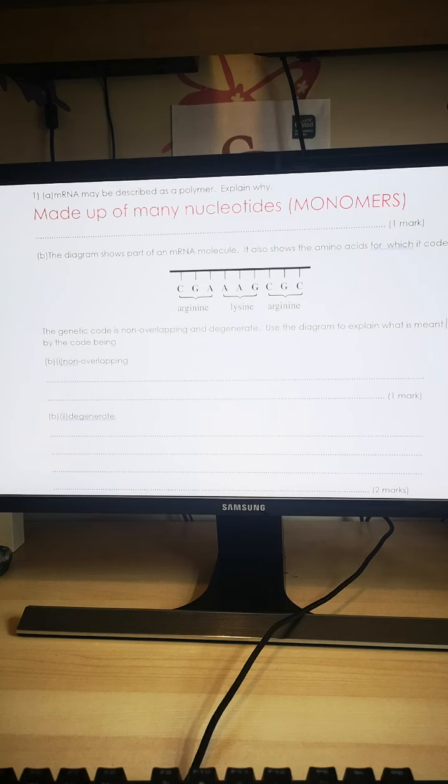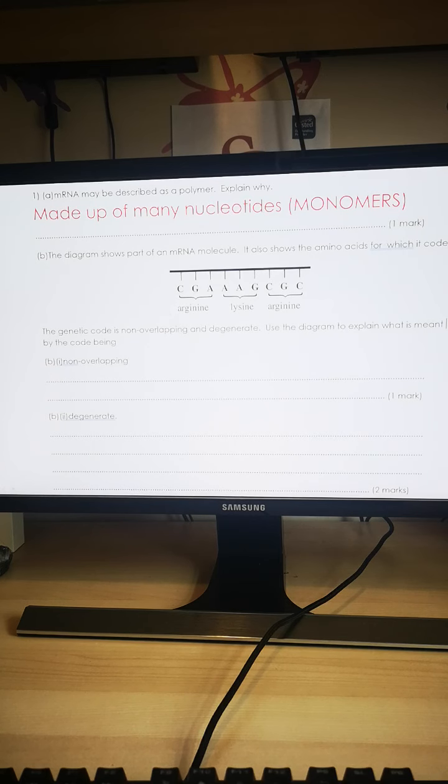So this is really common now. This is the kind of question you'll be asked a lot. The genetic code is non-overlapping and degenerate. Use the diagram. You have to use evidence from the diagram to explain what is meant by, first, 1 mark for non-overlapping, and second, 2 marks for degenerate. If you want to have a go yourself, pause now. I'm going to go through the answers.